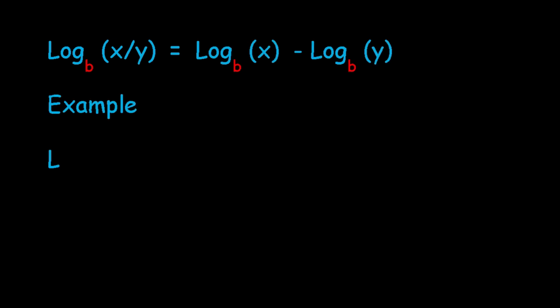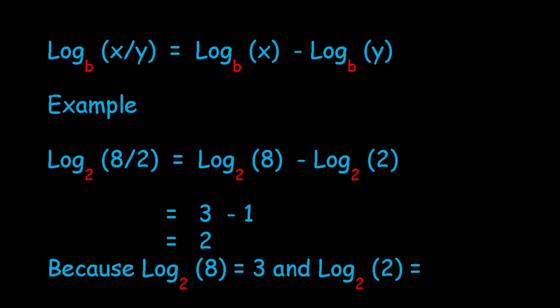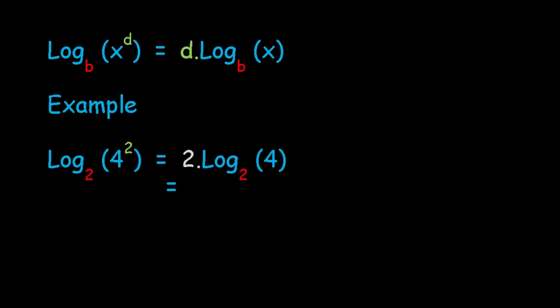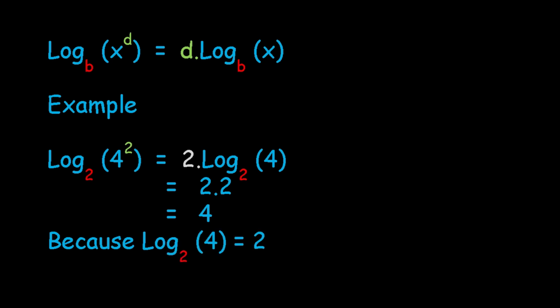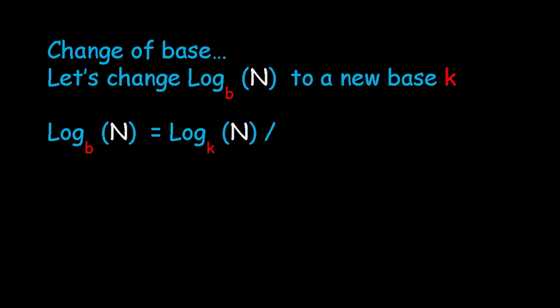Similar to that, log of x divided by y to the base b is equal to log of x to the base b minus log of y to the base b. Log of x to the power d to the base b is d multiplied by log of x to the base b. Change of base: let's change log of n to the base b to a new base k. So log of n to the base b can be written as log of n to the base k divided by log of b to the base k.